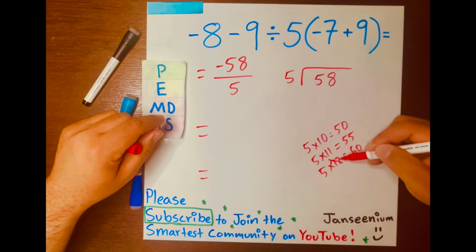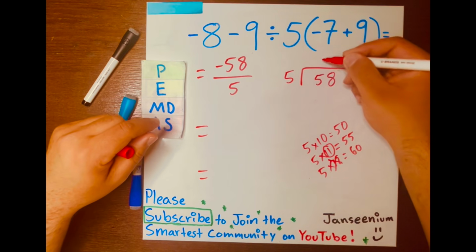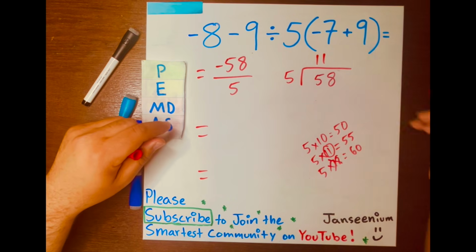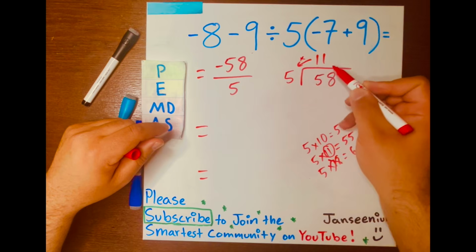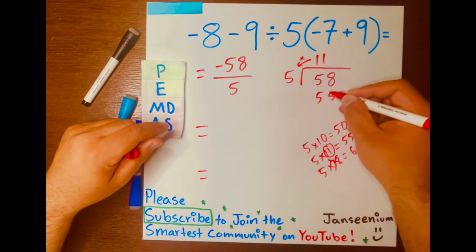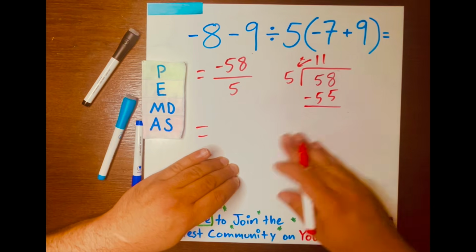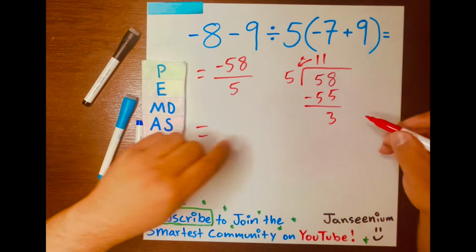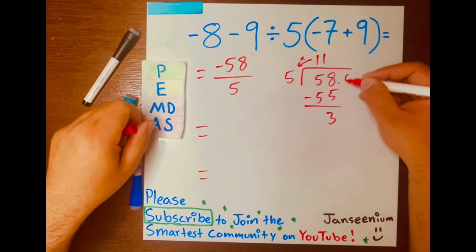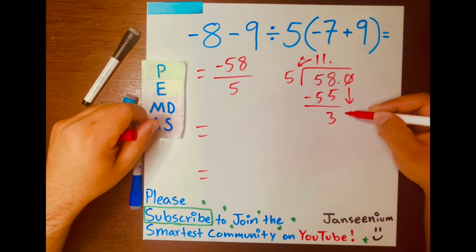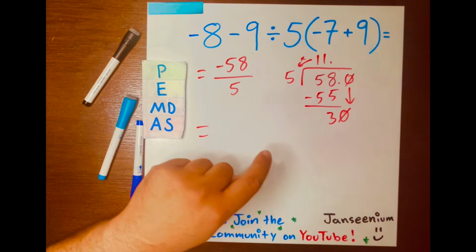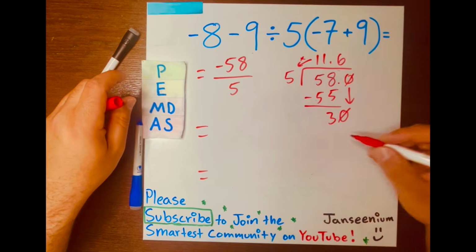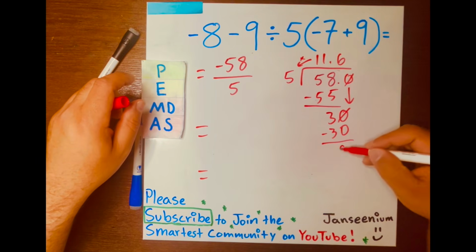So we can't use 12, so we need to use 11. That's the closest we'll get to 58. 5 times 11, 55. And then we multiply. 11 times 5 is 55. And then we subtract. So 58 minus 55 is 3. You can't fit 5 into 3, so the 3 needs to borrow a 0. So we drop the 0, give it to the 3. Now the 3 becomes 30. You can fit 5 into 30 6 times. 6 times 5 is 30. And 30 minus 30 is 0.